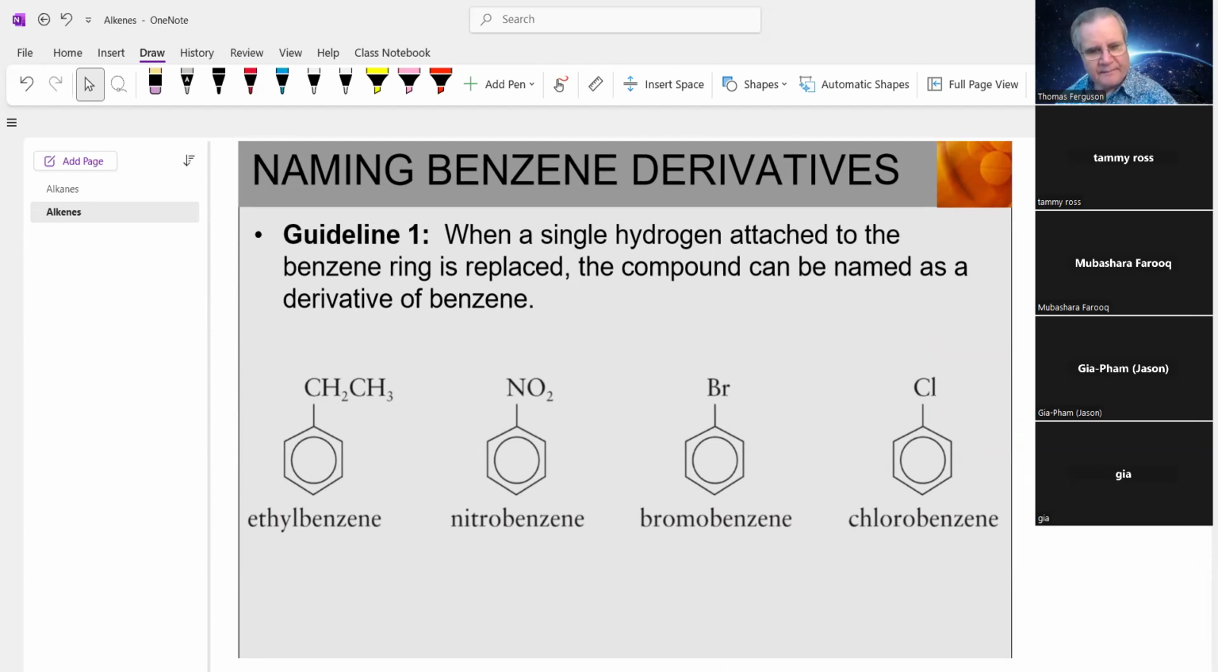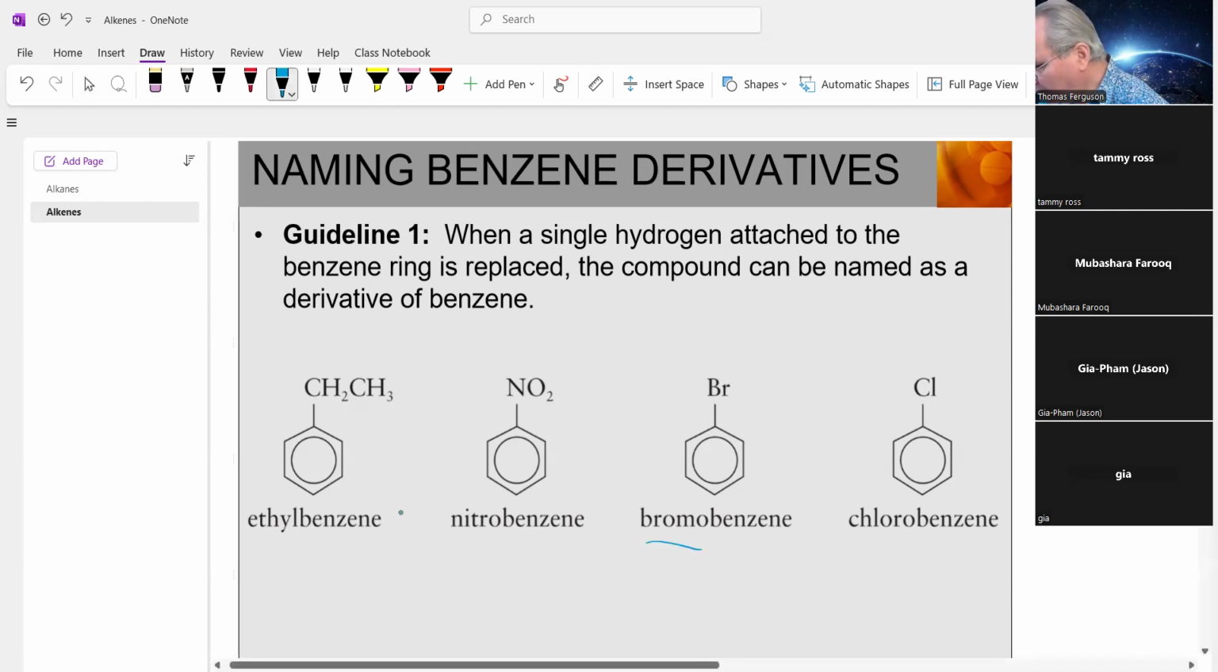When we talk about benzene, naming can be kind of tricky because it depends on whether the benzene product is the base, the main base, or a branch. And unfortunately, when it's a branch, the name is different. If it's the main molecule like bromobenzene or chlorobenzene, benzene is going to be in the name.